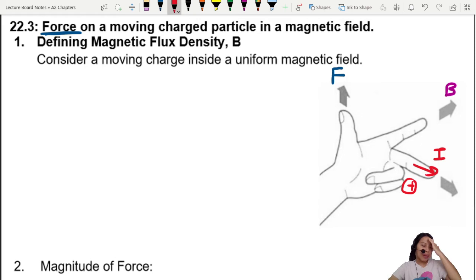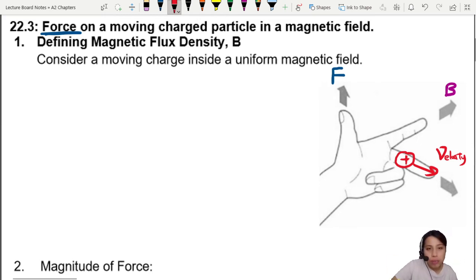So now instead of calling it current, we're going to say it's the velocity of a particle, a positive particle. Very important, must be a positive particle. Negative means you have to reverse everything the other way. So this middle finger now is going to be the velocity of a positively charged particle moving in that direction. So V for velocity. That's the only new thing, to kind of level up a little bit. Okay, let's do some practice first.